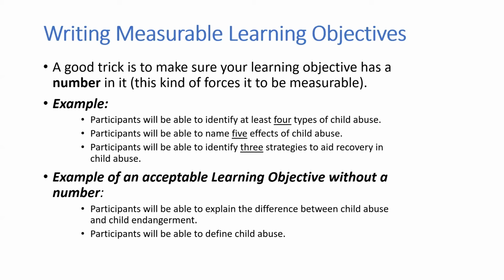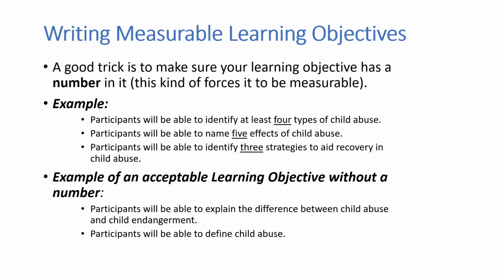One of the examples would be: participants will be able to identify at least 4 types of child abuse. Participants will be able to name 5 effects of child abuse, and participants will be able to identify 3 strategies to aid recovery. So you can see putting a number in there kind of forces it to be nice and measurable, like the learning objectives at the beginning.